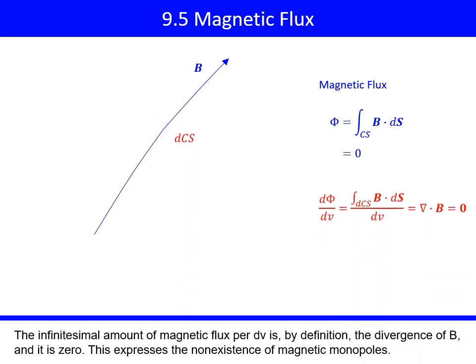The infinitesimal amount of magnetic flux per dV is, by definition, the divergence of B, and it is zero. This expresses the non-existence of magnetic monopoles.